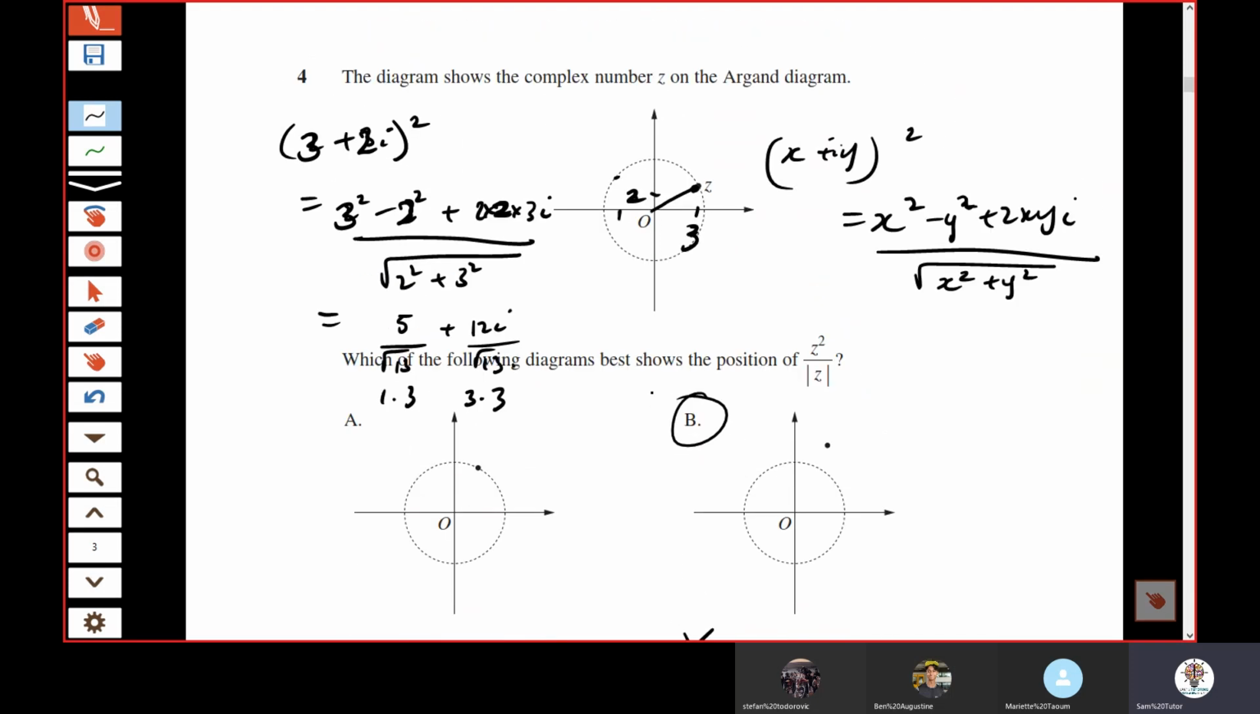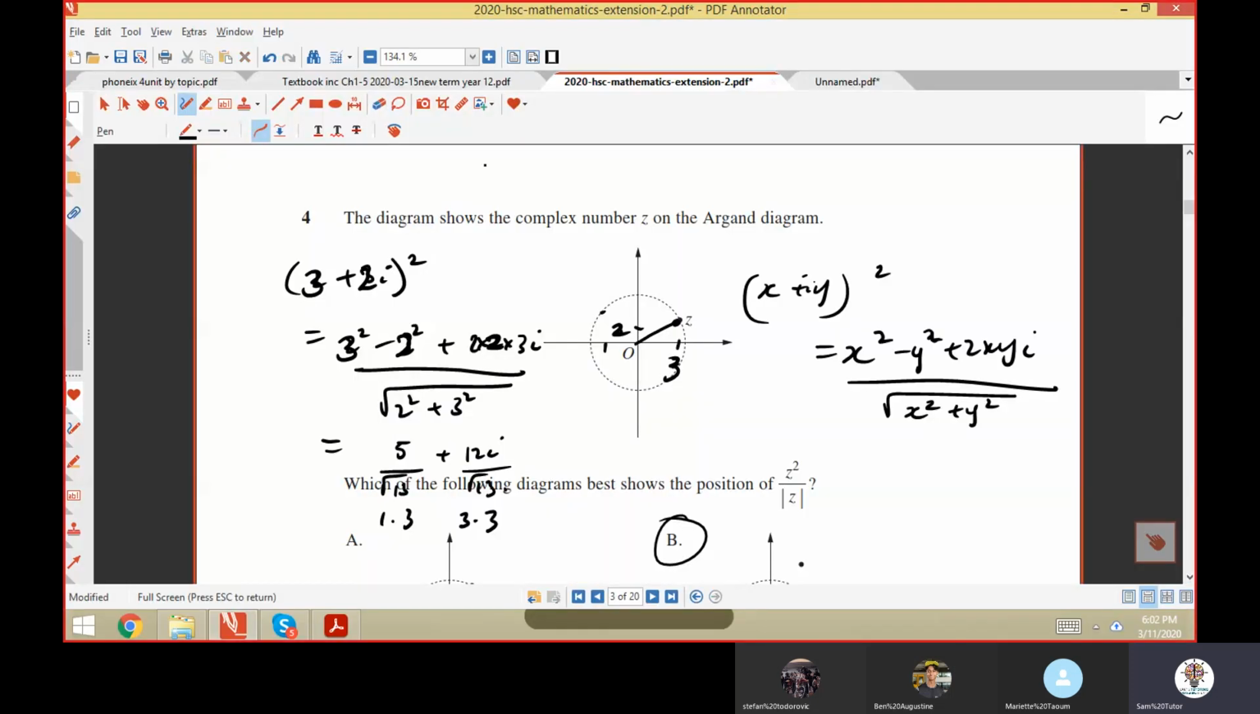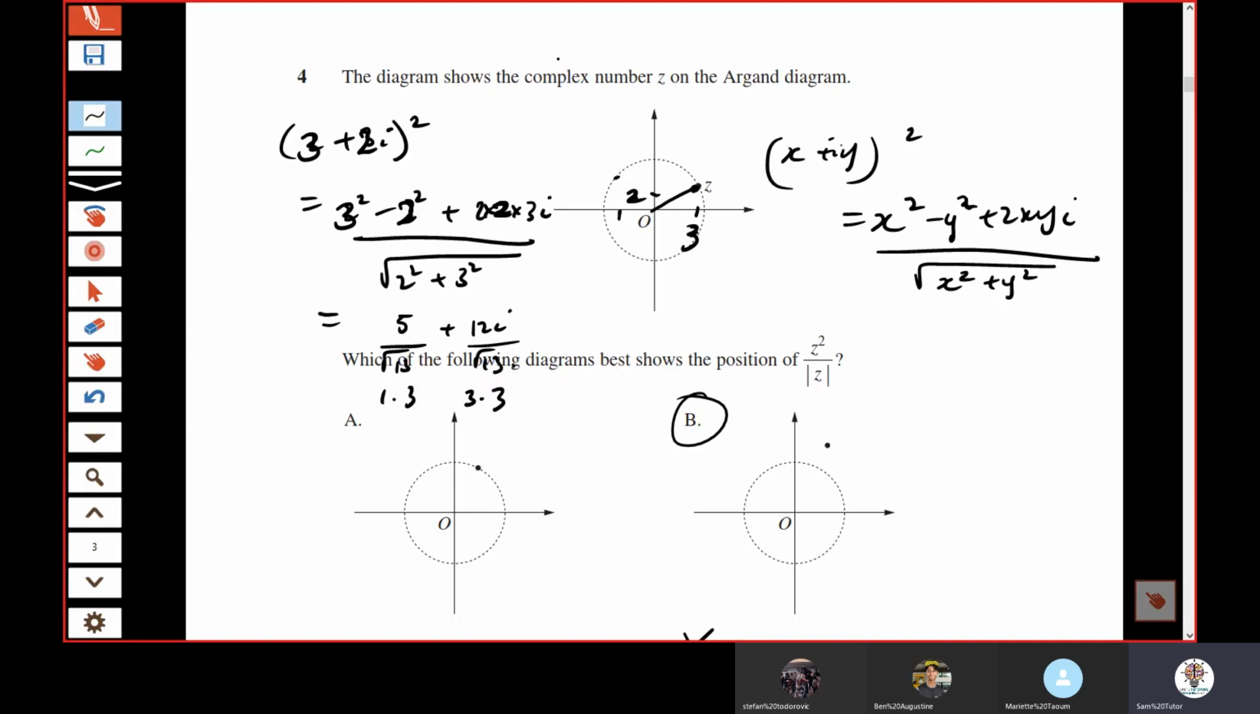Let me confirm it. I did write the answer to this, actually, it should be B. I know it's B.